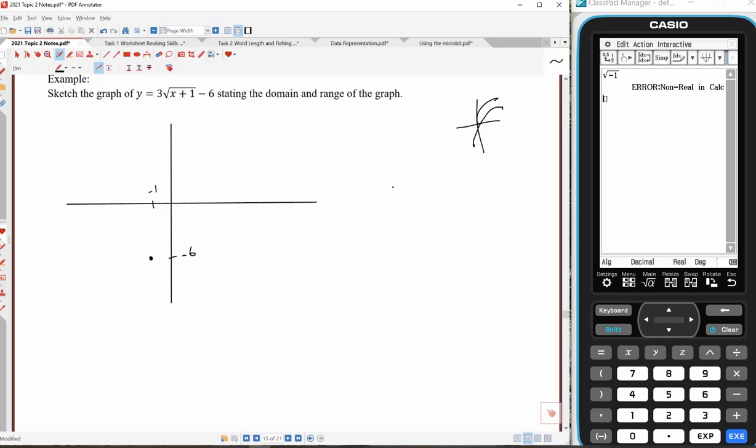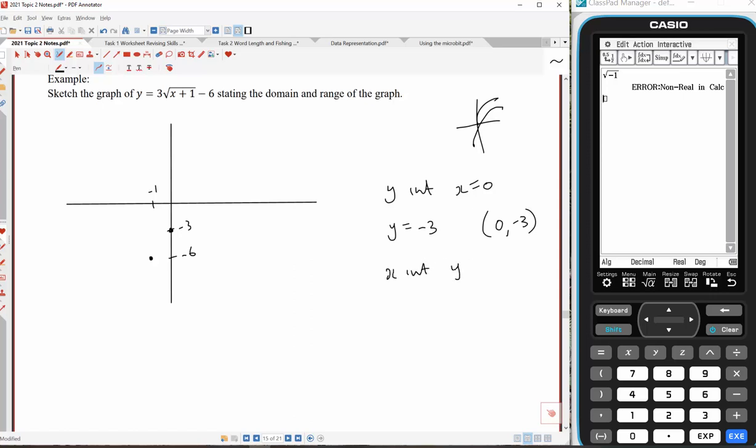So let's get the y-intercept first. Y int. You don't need to write this, but I like to put it into my notes. Y int when x is equal to 0. So y equals, 0 goes in, we get the square root of 1, which is 1. 3 times 1 is 3. 3 take 6 is -3. So the y-intercept is (0, -3). So there it is there. It's going to go through, and it should be 2 or 3 or something like that.